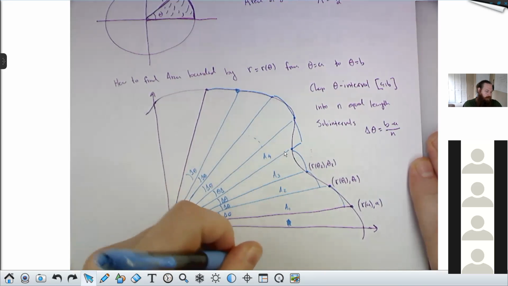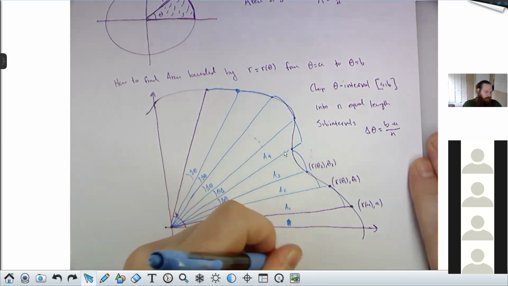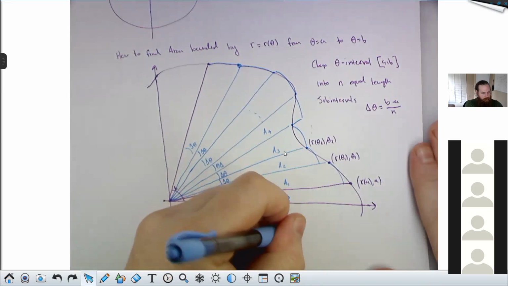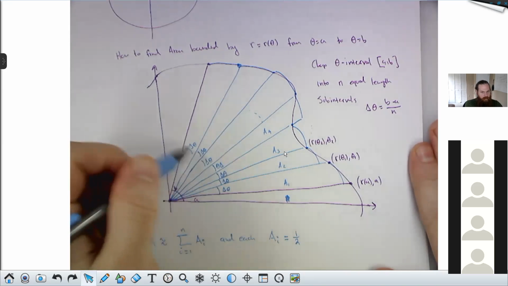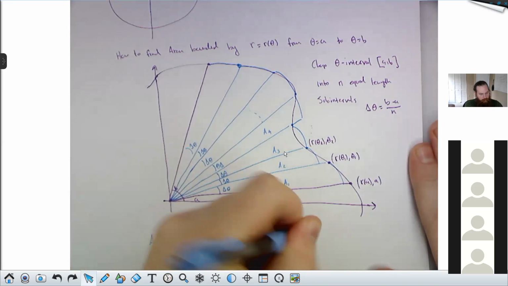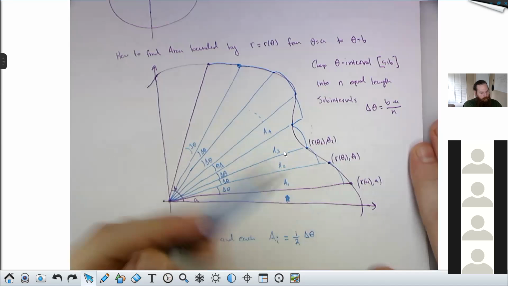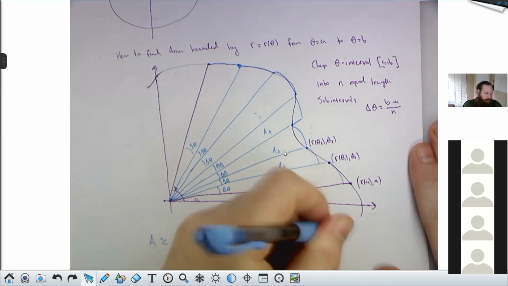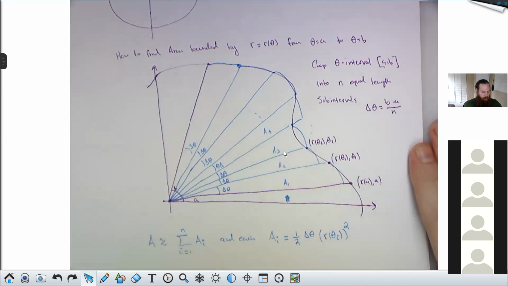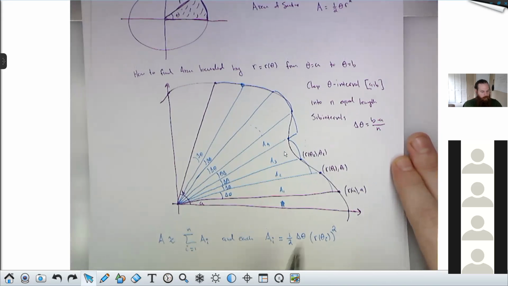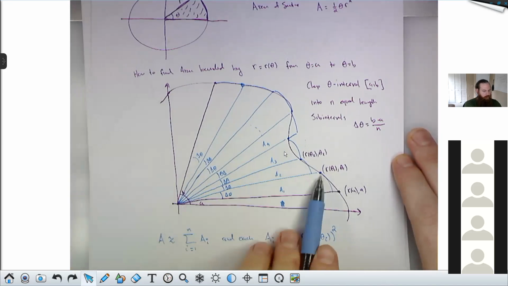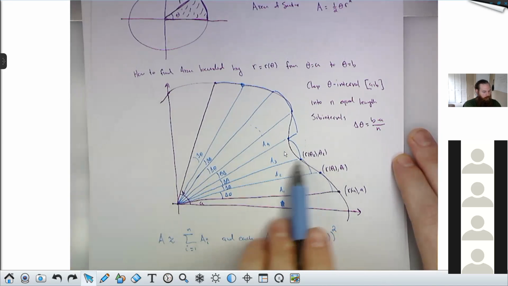And each A_i is a sector of a circle, so it's 1/2 the angle inside, which is delta theta for all of them, times the radius squared. Each one has radius r of theta i. So I'm using my formula for the area of a sector of a circle, 1/2 theta times r squared, where the internal angle for each is delta theta, and the radius is r of theta 1, r of theta 2, and so on.